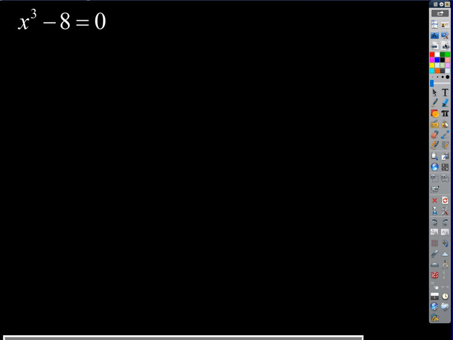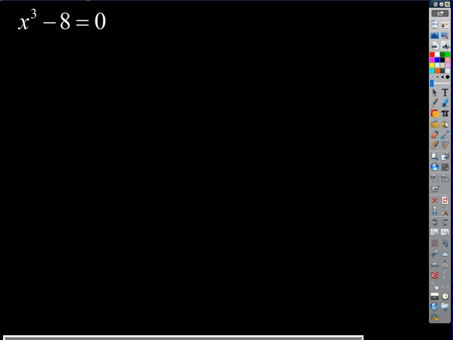So let's start again. x cubed minus 8. Now let's not isolate x. Let's think about this as one of our patterns. What's the only pattern that one could fit? All we have is a difference of squares, or a sum or a difference of cubes. Which one is that going to be? The very last one, the difference of cubes.